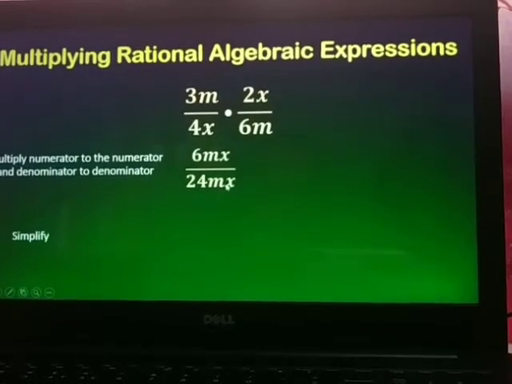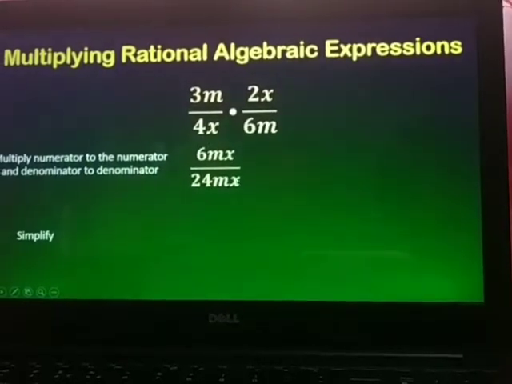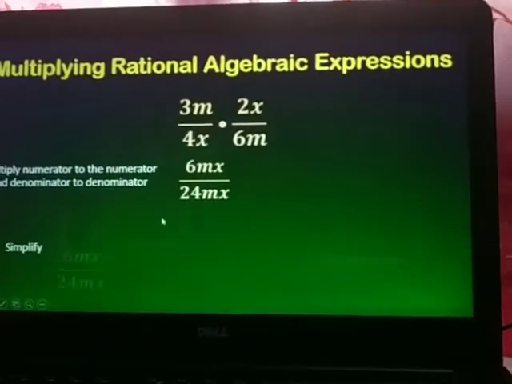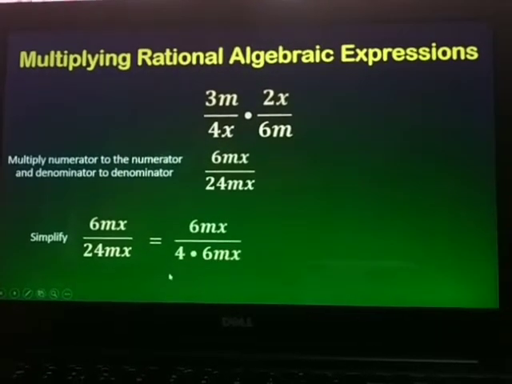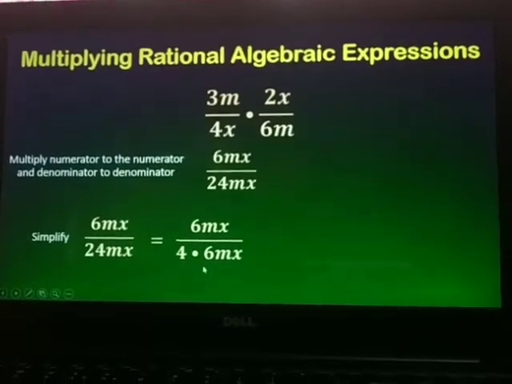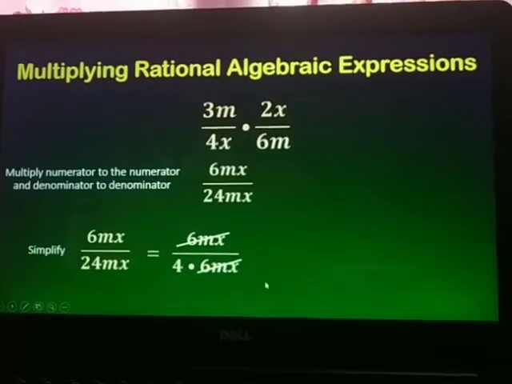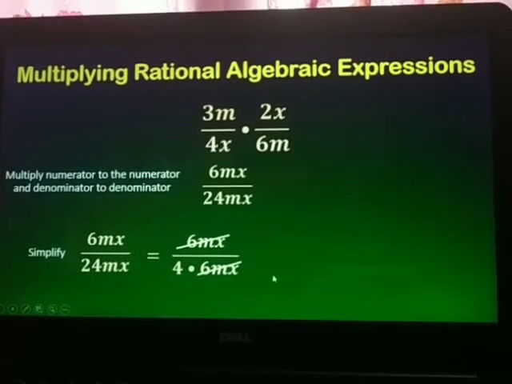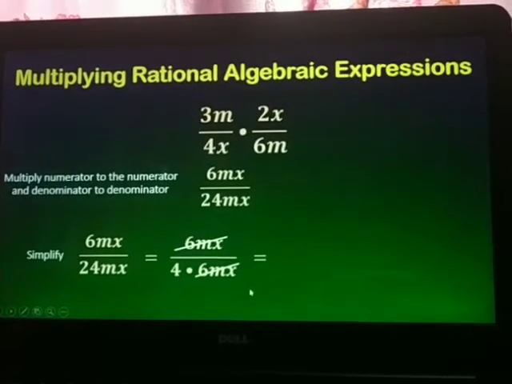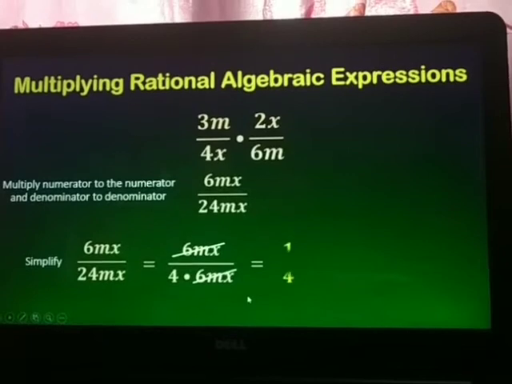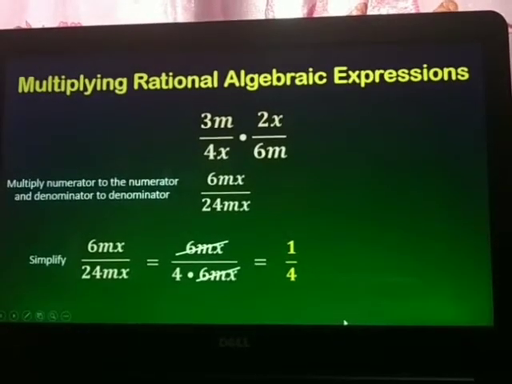Then the next step is to simplify. What do you think is the common factor of our numerator and denominator? Let's simplify. 6mx over 24mx in factored form is this. And so, the common factor is 6mx. And so, the remaining will be the answer. 6mx divided by 6mx will become 1. Final answer is 1 over 4 or 1/4.